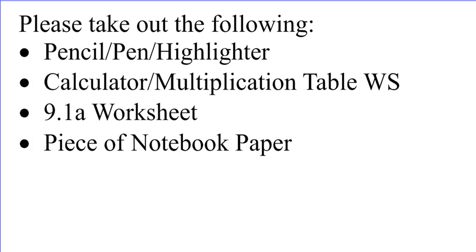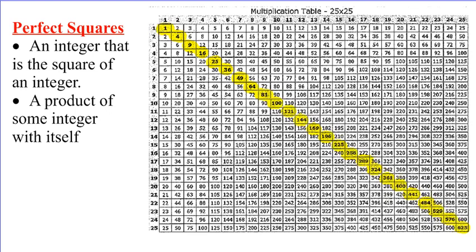As we start working with our Intro to Trigonometry unit, we're going to review our concepts of working with radicals, whether we are simplifying, adding, subtracting, multiplying, or dividing. The best way to do this is to think about our perfect square values. Perfect squares are an integer that's the square of that integer, so it's a product of some integer with itself.